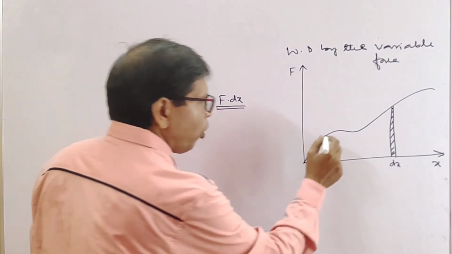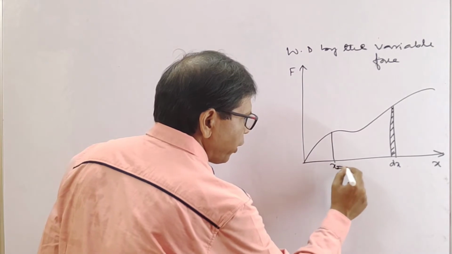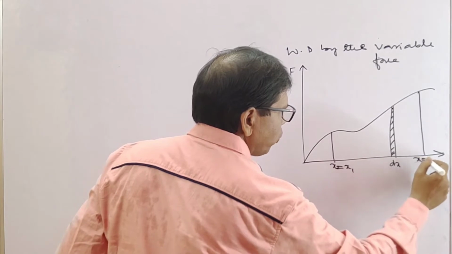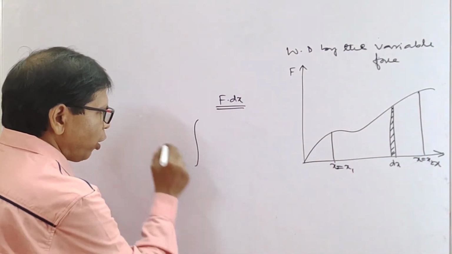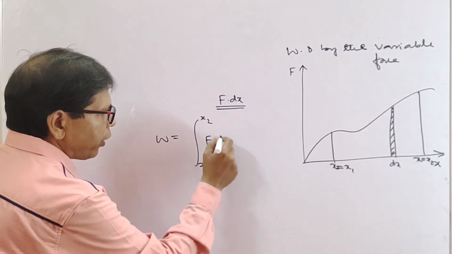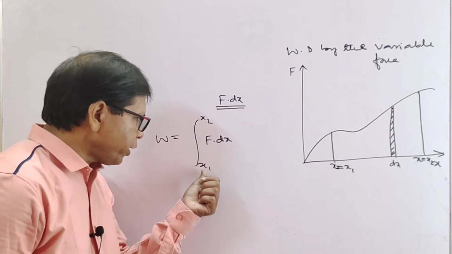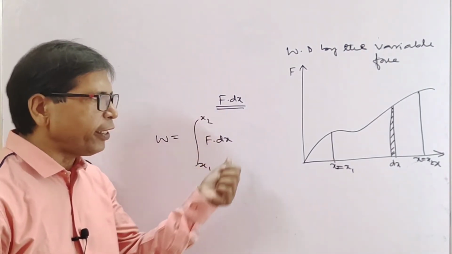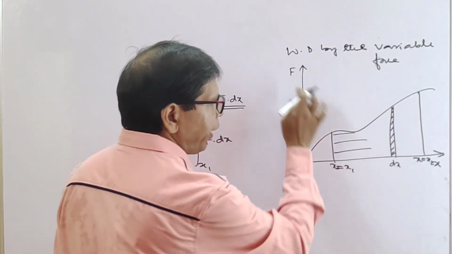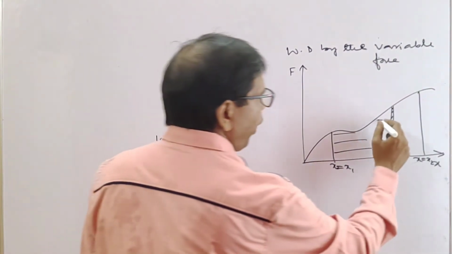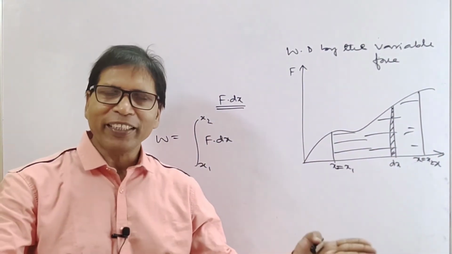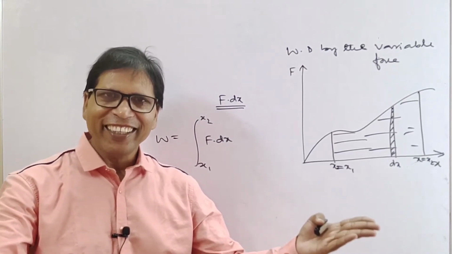Therefore, work done from x = x1 to x = x2 is the integration from x1 to x2 of F · dx. The integration of F dx from x1 to x2 represents the area under the graph, area under the F–x graph. So work done by the variable force is the area under the F–x graph. Okay, understood? Next.